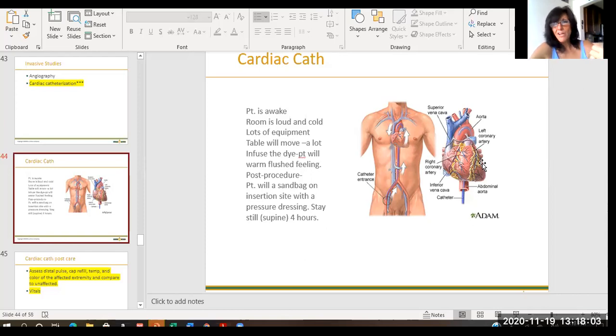Either you're fine and there's nothing we found. You've got a little problem, we put a stent or a couple of stents in. You've got a big problem, you're going to need open heart surgery. Okay. Those are the three things.